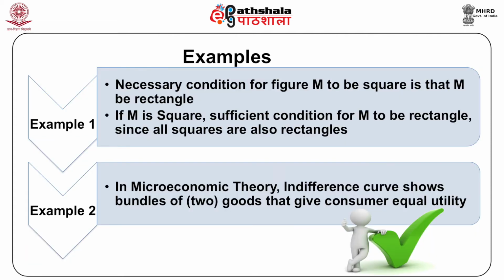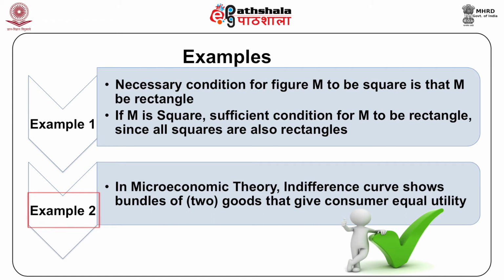The module presents two simple examples to clarify these terms. Example 1. A necessary condition for a figure M to be a square is that M must be a rectangle. However, if M is a square, then it is a sufficient condition for M to be a rectangle, since all squares are also rectangles. Example 2.